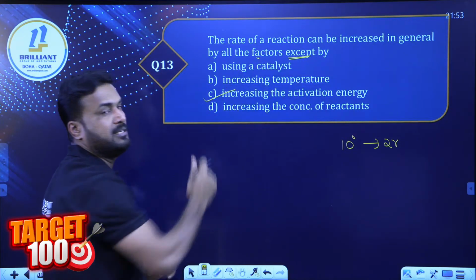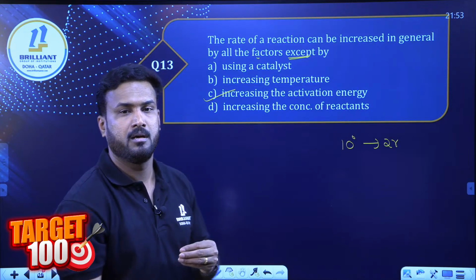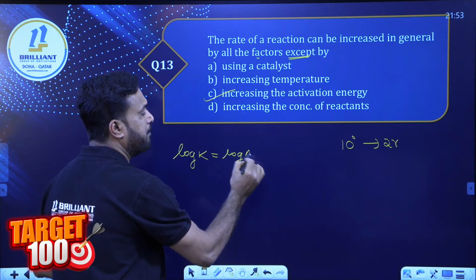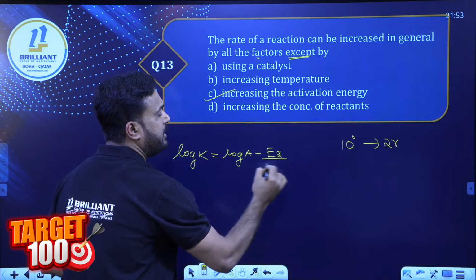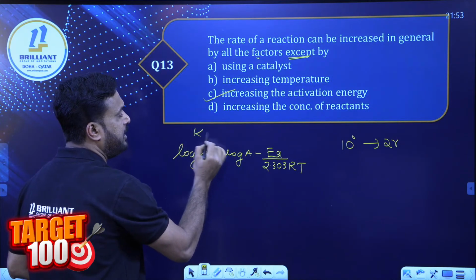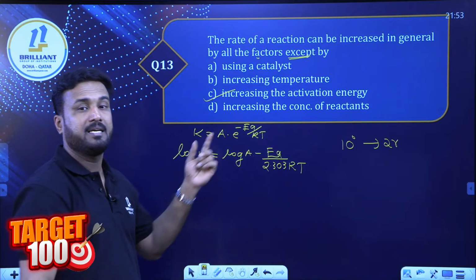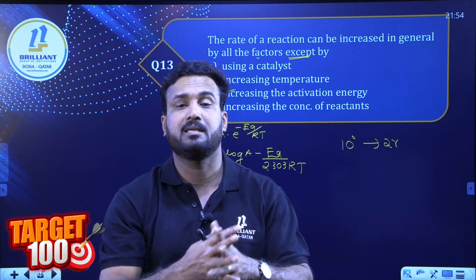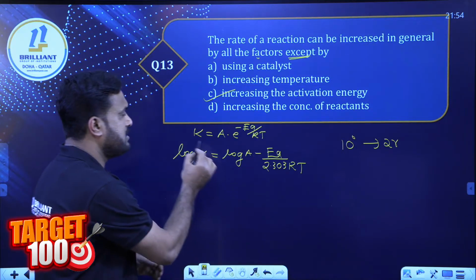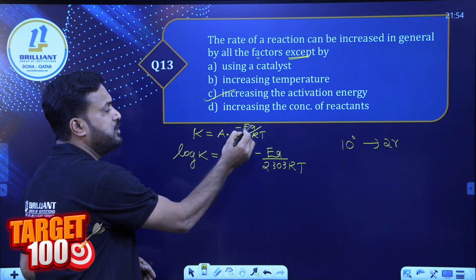Why will activation energy not increase the rate, or is inversely related to rate? You know, we have an equation, log k equals log A minus Ea divided by 2.303 RT. This is the expanded form of k equal to A into e raised to minus Ea divided by RT. This is the Arrhenius equation we learned, the mathematical relationship between temperature and rate.